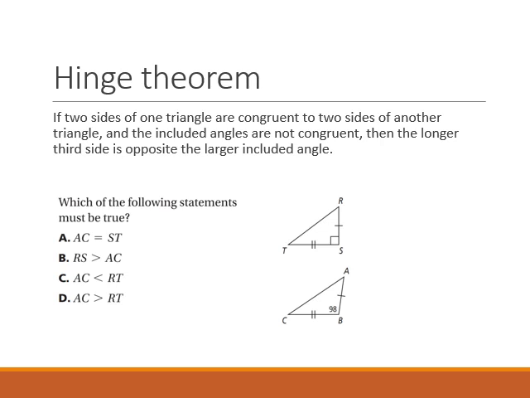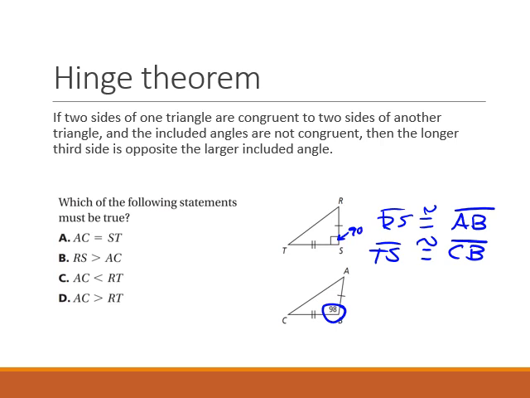So in this case, I've got RS congruent to AB, and I've got TS congruent to CB. But my angles are different. This is 90 degrees and this is 98 degrees. So that means that AC is going to be greater than RT. That's my bigger angle. So AC greater than RT.